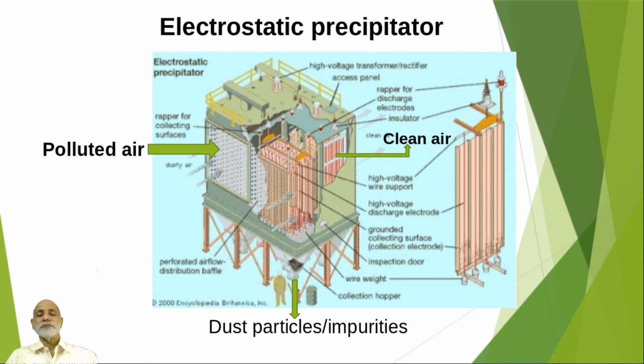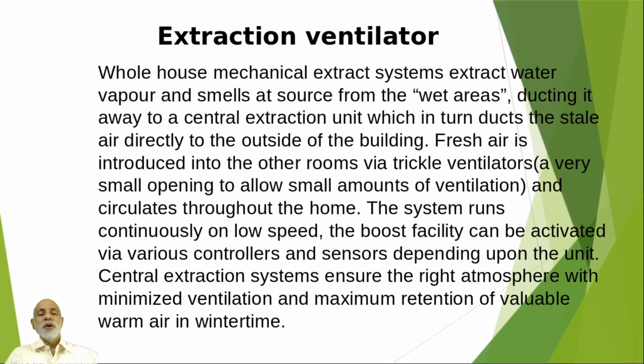Extraction ventilator. Whole house mechanical extract systems extract water vapor and smells at source from the wet areas, ducting it away to a central extraction unit, which in turn ducts the stale air directly to the outside of the building. Fresh air is introduced into the other rooms via trickle ventilators. Trickle ventilators means a very small opening to allow small amounts of ventilation and circulates throughout the home.